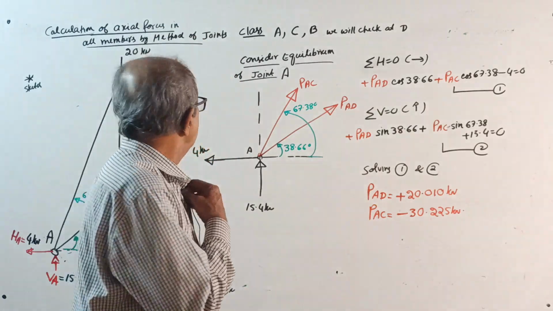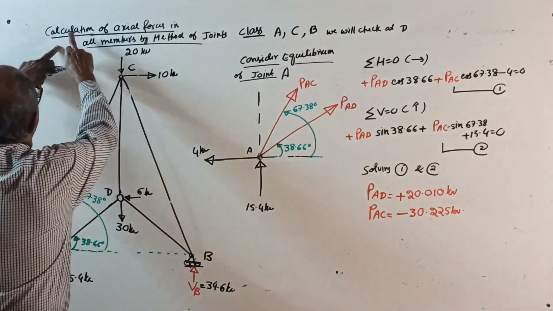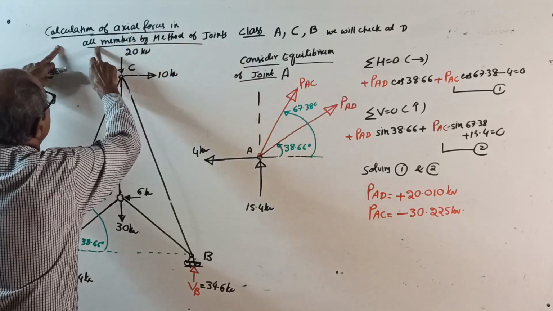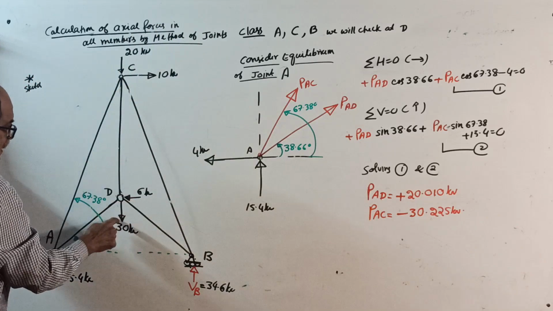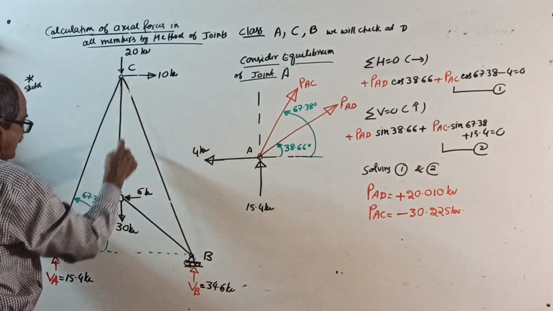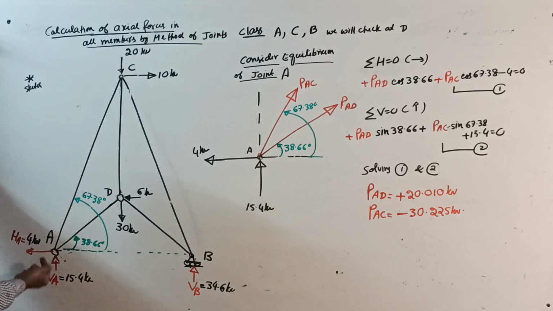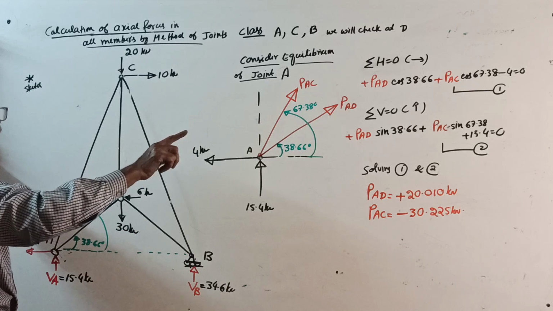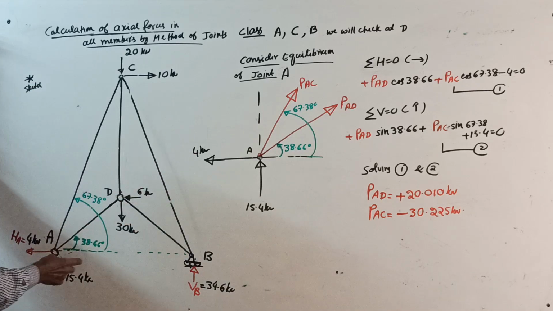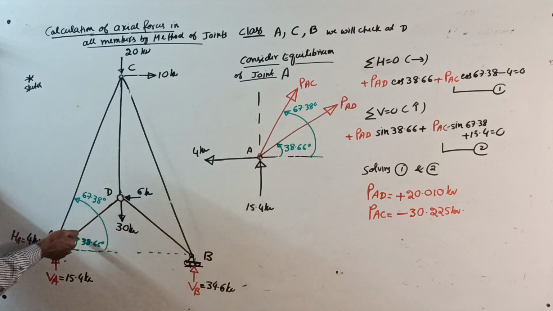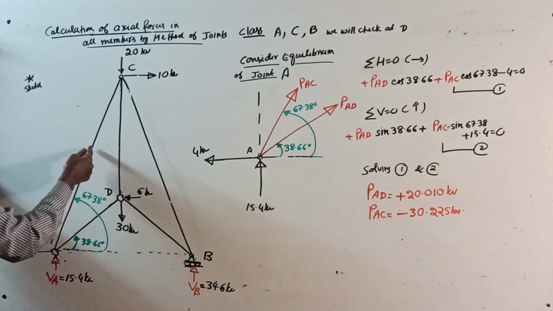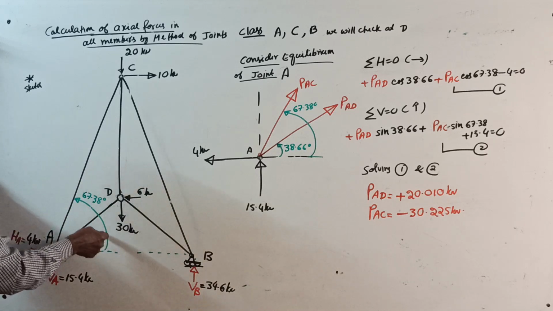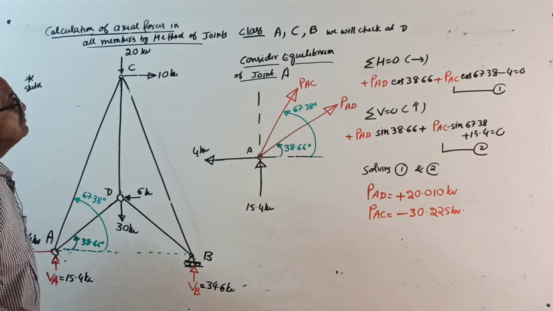We will solve now. Calculation of axial forces in all members by method of joints. The 20 load is entered here. A, B, C, D. See here, I entered the reaction. HA I got negative. I took right side deliberately, and entered this side. For this member, the angle with horizontal is 38.66. For this member, with horizontal, 67.38.